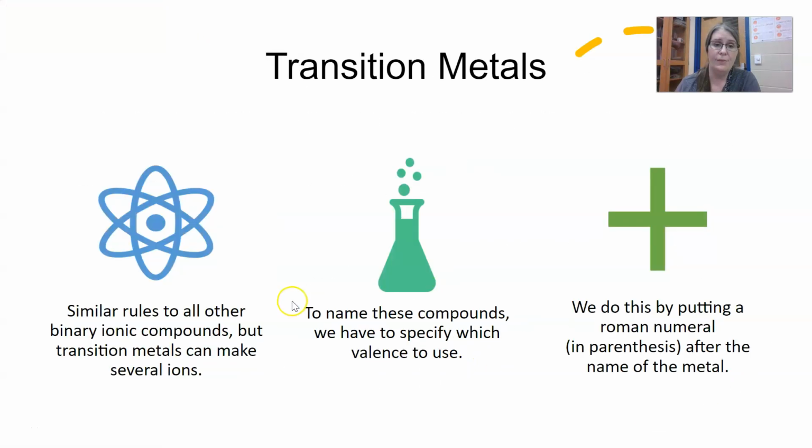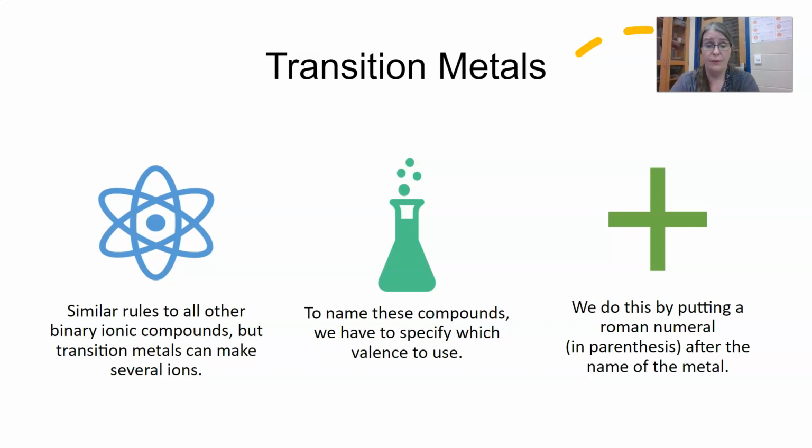So in this case, we're going to be talking about how to use nomenclature rules for transition metals. And it's similar to other binary ionic compounds. The name of the metal goes first, the anion goes at the end. If it's binary, we change that to chloride or oxide or sulfide.